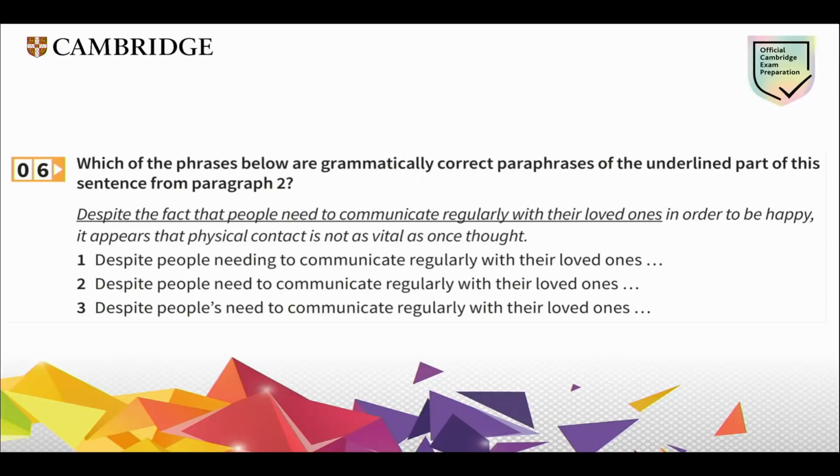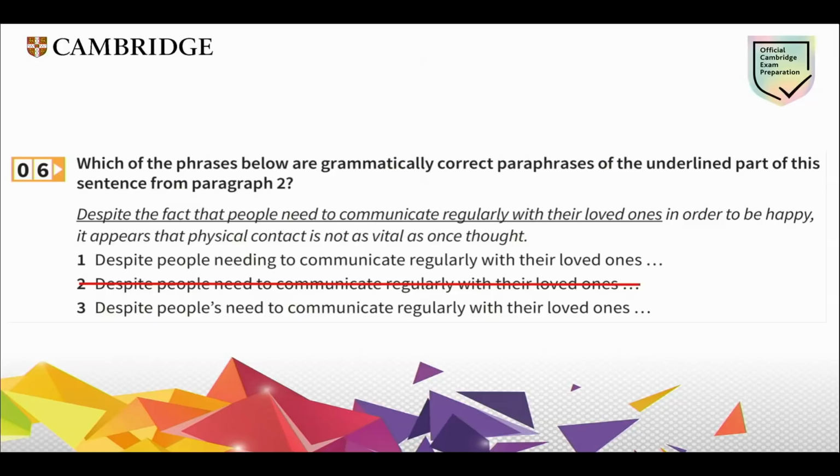Which of the 3 options given is not grammatically correct? Number 1. It's number 2. It's number 2. Number 2 is not correct. It would be correct, and this is the thing to tell the students all the time, it would be correct if the word despite was although.